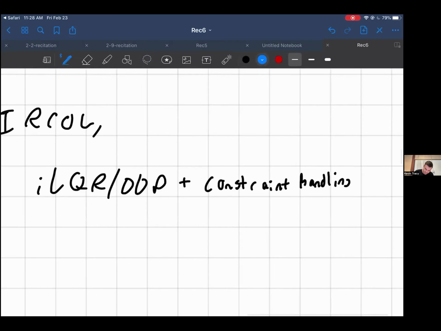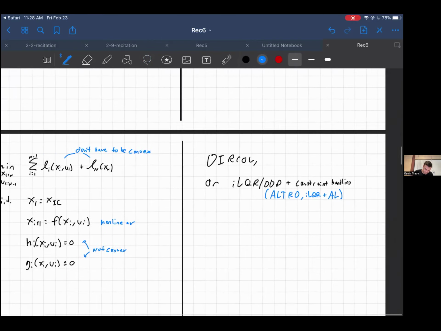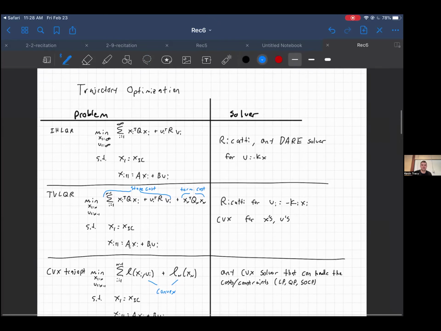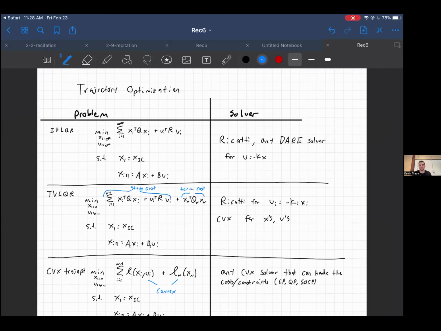An example of this is ALTRO, which is iLQR plus an augmented Lagrangian. Okay, so now we know the different problems we can see in trajopt, and the different solution methods that we've learned so far. And so we can know when to use what.